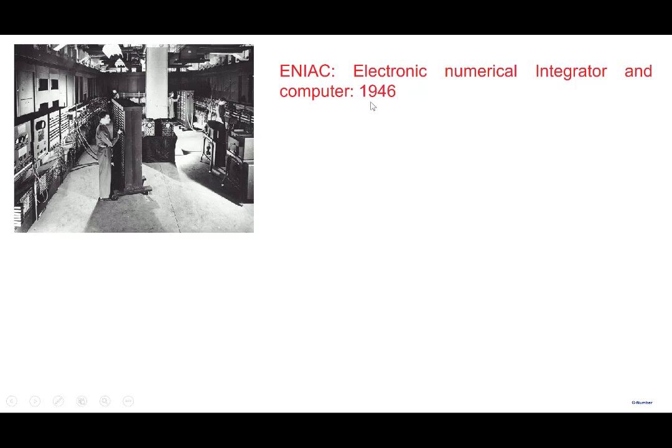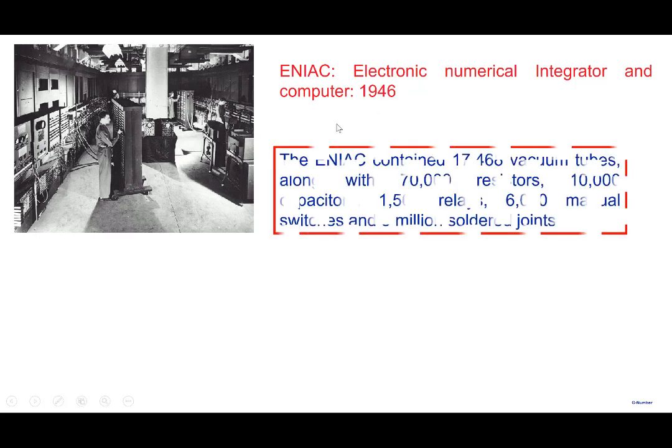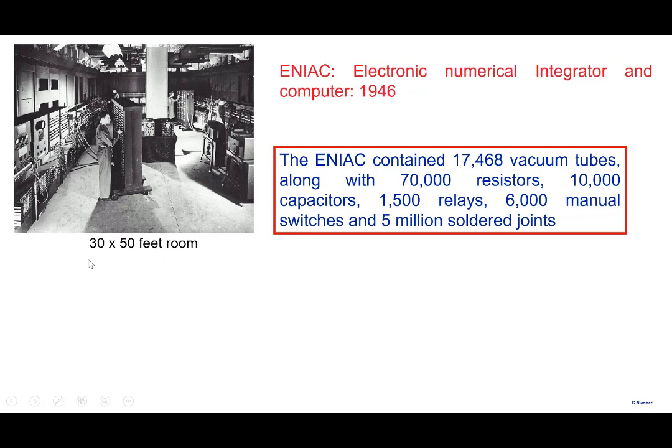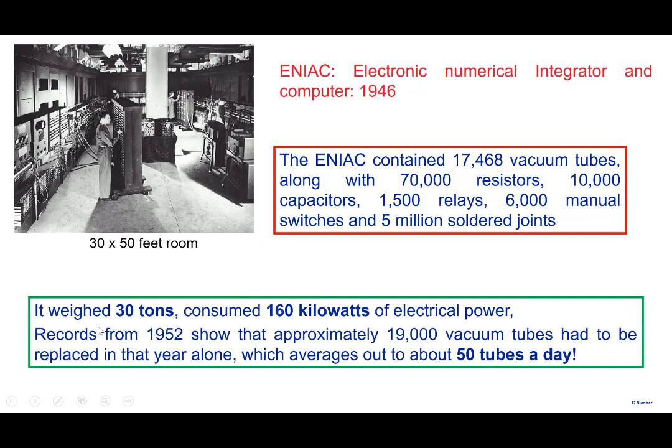a computer, early computer. You can see here ENIAC in 1946. So this is a computer. And let's look at some details about this. It has some more than 17,000 vacuum tubes, 70,000 resistors, 10,000 capacitors, relays, 5 million soldered joints. And this occupied an entire room, a 30 by 50 feet room. And it weighed 30 tons and consumed 160 kilowatts of electrical power.